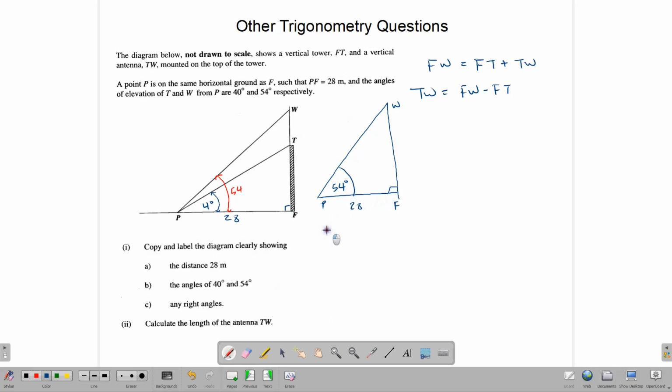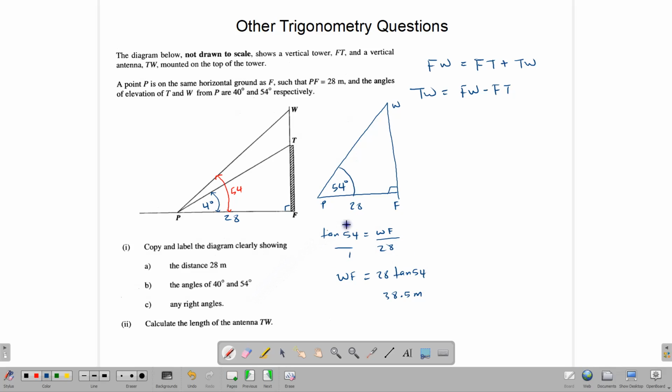So we can say, the tangent of 54 is equal to WF over 28. And by cross multiplying, we see that WF is equal to 28 times the tangent of 54. And 28 times the tangent of 54 gives us 38.5 meters. Again, remember to put your calculator in degree mode. It's important to do that when you're working with angles in trigonometry.